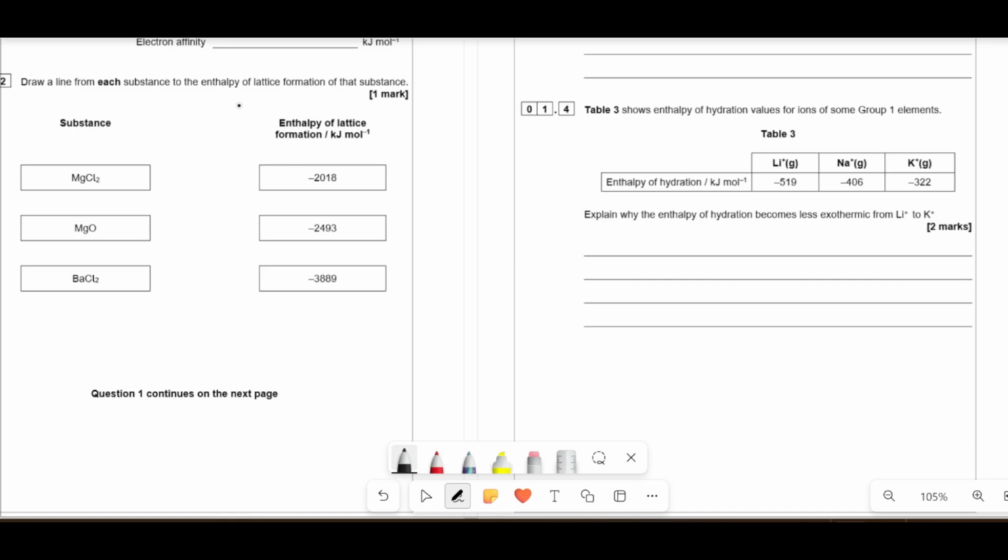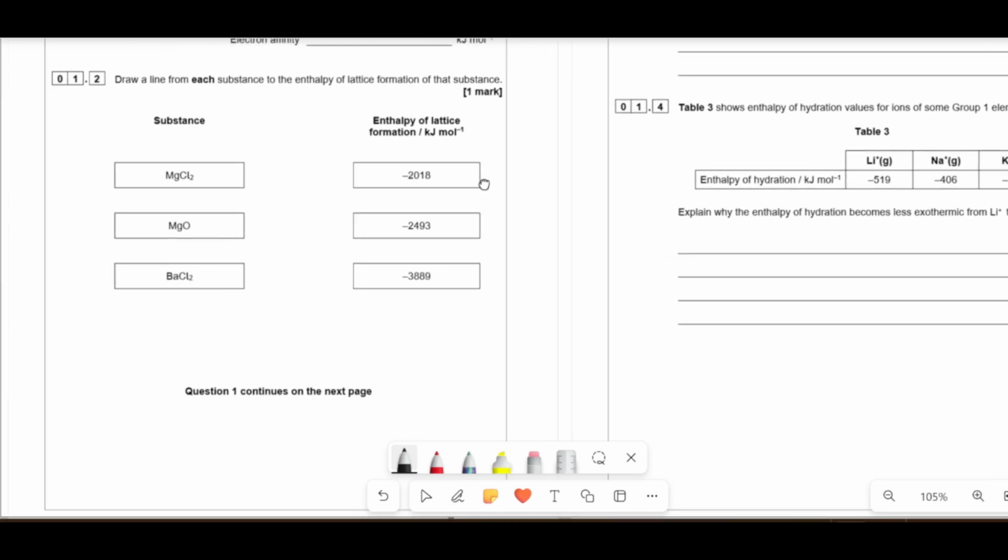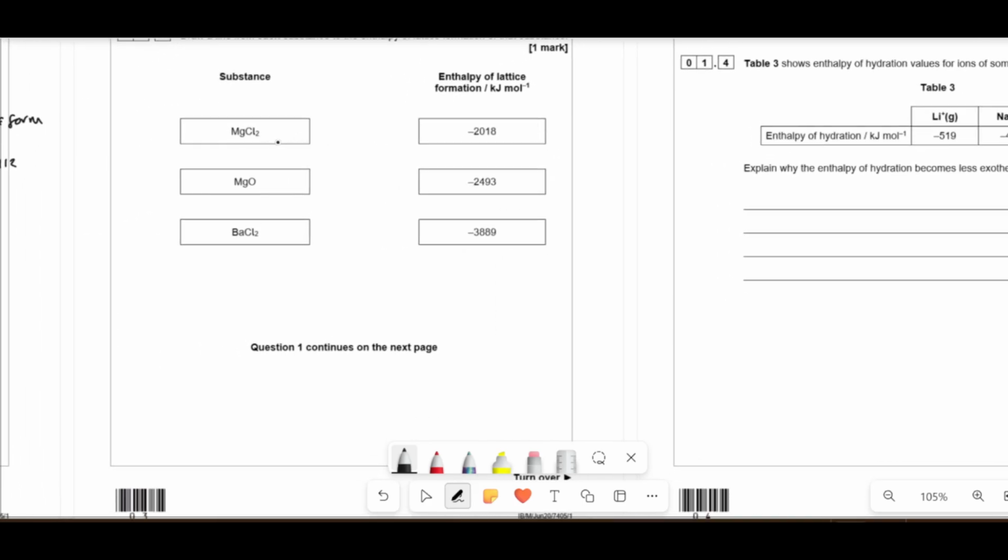So it says draw a line from each substance to the enthalpy of lattice formation of this substance. So we've got MgCl2, MgO, BaCl2, and then we've got all of these enthalpy changes here. So we need to figure out what factors are affecting them. If I look between MgCl2 and MgO, same metal ion, the only difference is we have O2- versus Cl-, right? And then we also have BaCl2.